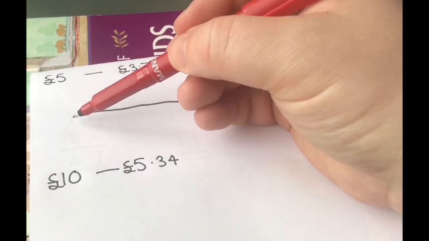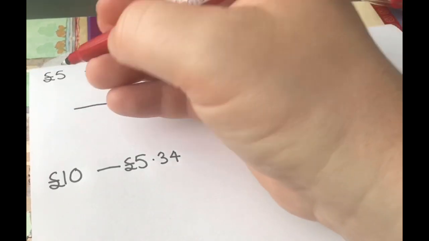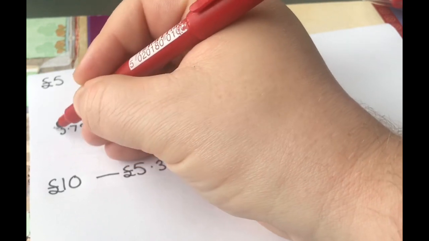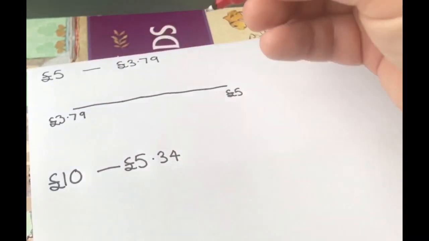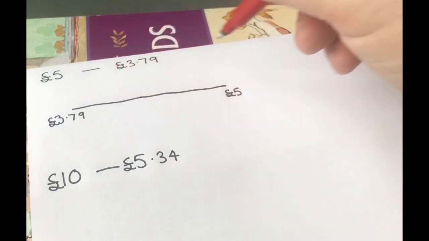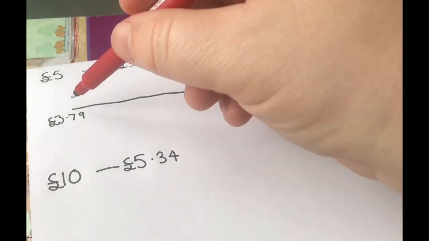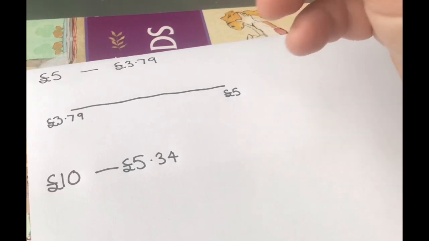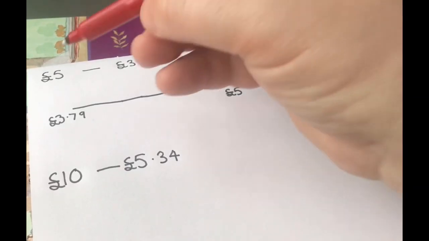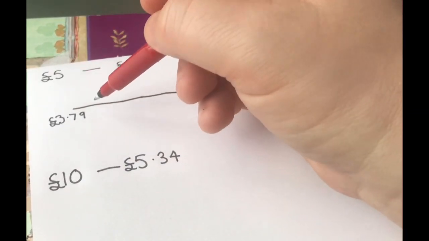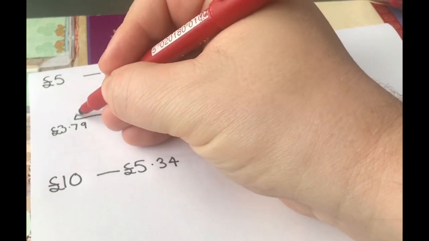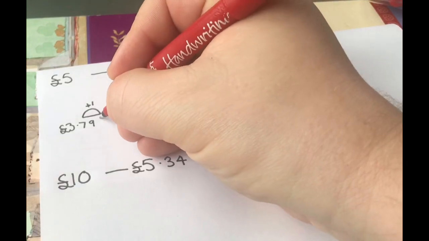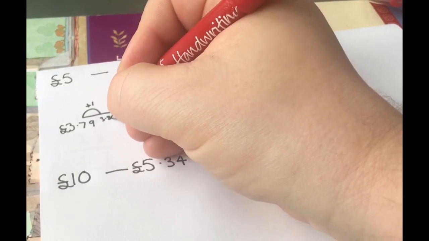So what number do you think we have to write here? That's correct. We write £3.79. Now we can do it two different ways here. We can take away or we can count on to get to £5. The way I would do it is because I'm better at adding. I would start from £3.79. I would do a small jump of 1 and that would get me to £3.80.